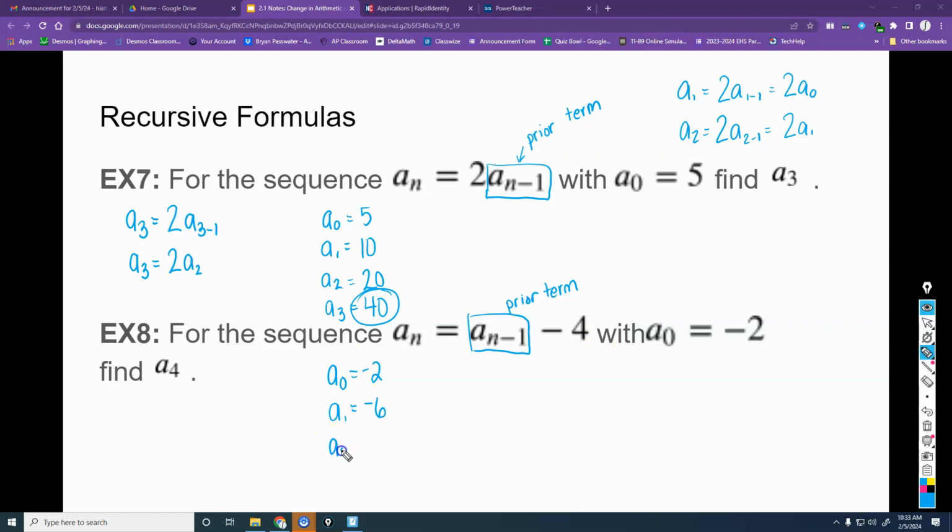And then a sub 2 would be the prior term, which is negative 6, minus 4. I get negative 10. A sub 3 would be the prior term, negative 10, subtract 4, get negative 14. And then finally, my a sub 4 would be negative 18 for that.